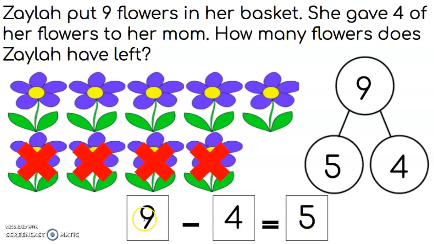So Zayla started with 9 flowers. Remember, she had all 9 of these flowers, these beautiful purple flowers up here in her basket. 4 goes in this box because that's the number that she took away. That's the number that she gave away to her mom. So 9 subtract 4, 9 minus 4 equals 5 is the number that's left over after we take those flowers away. Did you get 9 minus 4 equals 5?